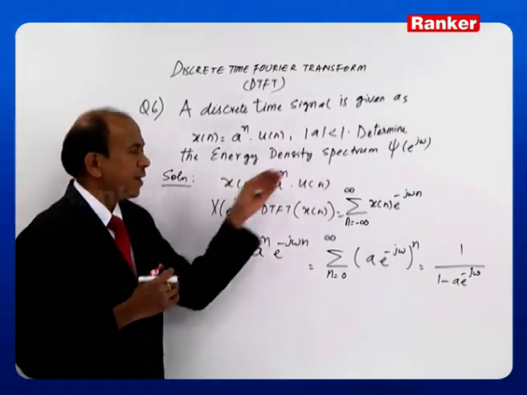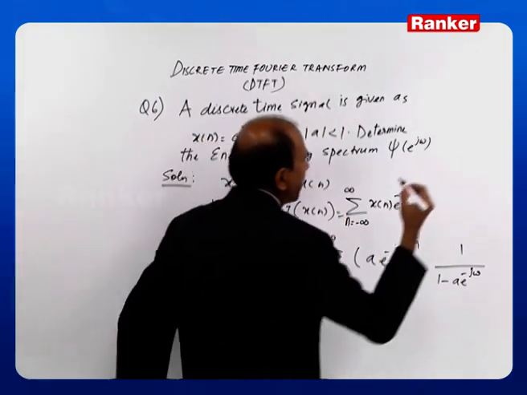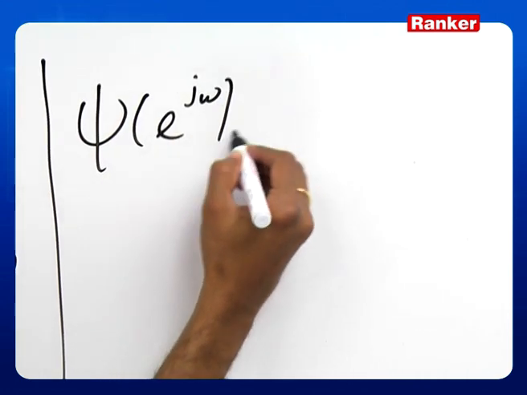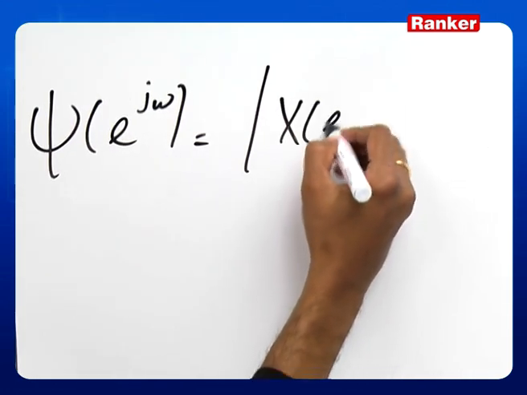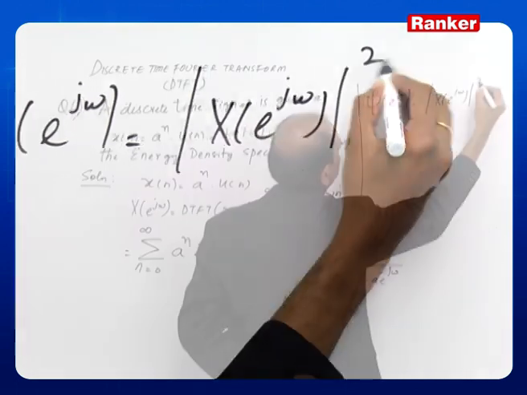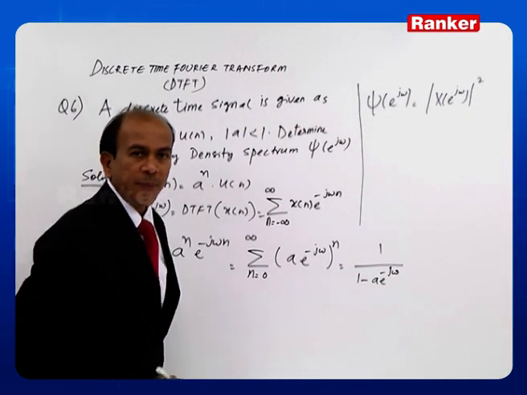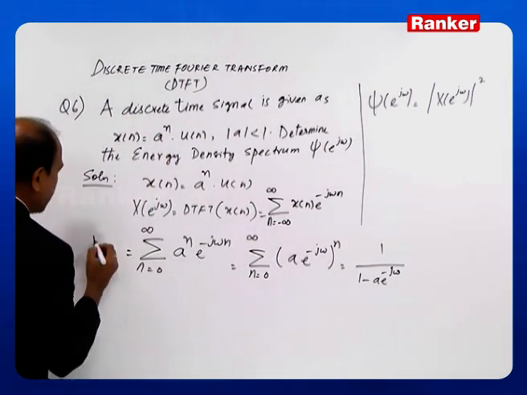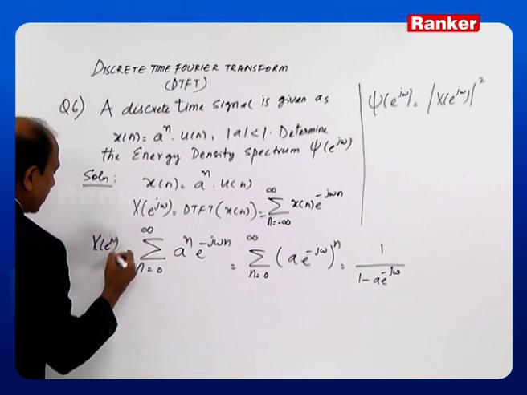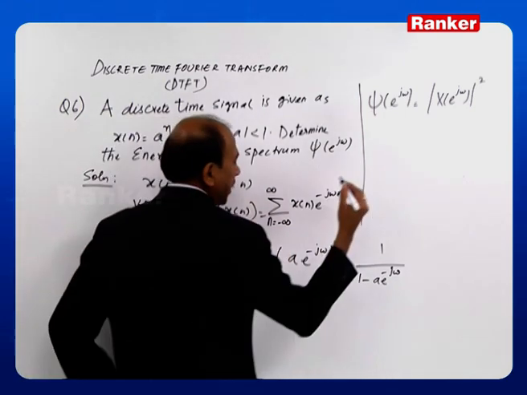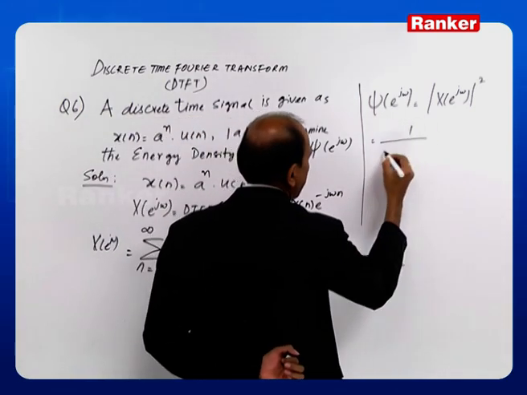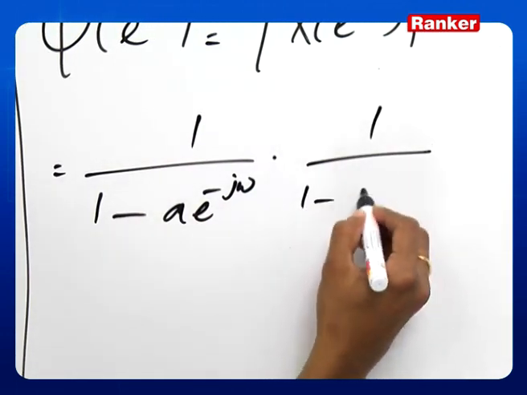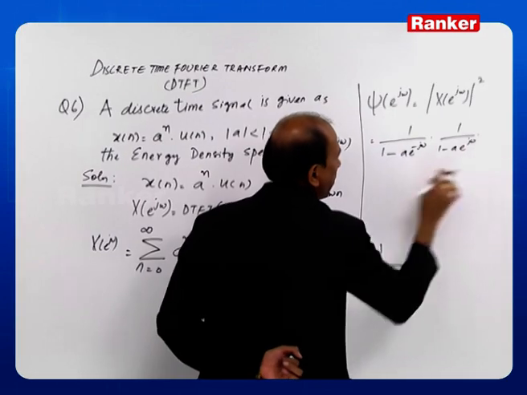Now, how do I calculate the energy spectral density? As you are aware, the energy spectral density is given by the magnitude of X of e to the power of j omega whole square. That means, I know what is X of e to the power of j omega for us. So, let us multiply this. Then I will get 1 by 1 minus a e to the power of minus j omega into 1 by 1 minus a e to the power of j omega.